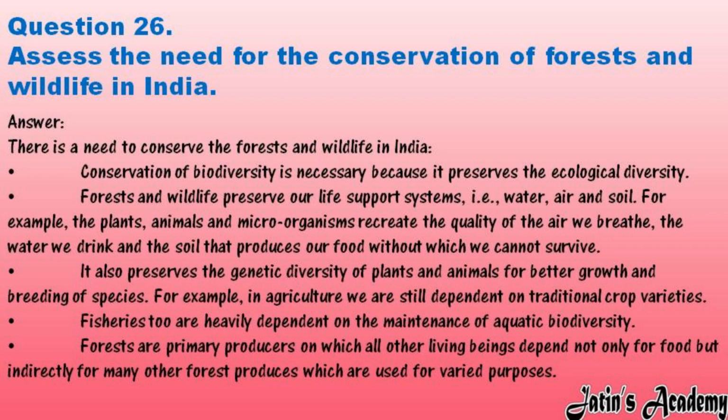For example, the plants, animals and microorganisms recreate the quality of the air we breathe, the water we drink and the soil that produces our food, without which we cannot survive. Third, it also preserves the genetic diversity of plants and animals for better growth and breeding of species. For example, in agriculture, we are still dependent on traditional crop varieties. Fourth, fisheries too are heavily dependent on the maintenance of aquatic biodiversity.